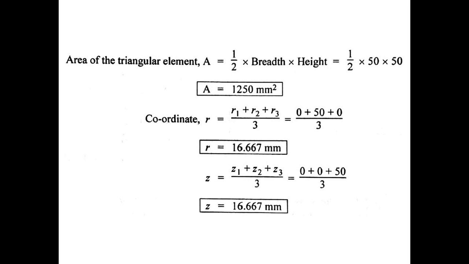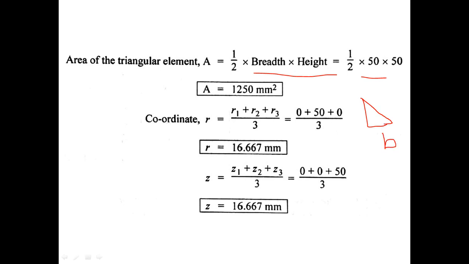Why here it was used means it's an equilateral triangle. So here they directly take this as a B and this as an H, so that they will directly take it. Okay, right. And the coordinates: R is the average of R, and Z is the average of Z1, Z2, Z3, right?